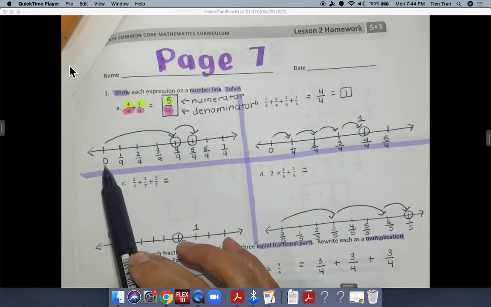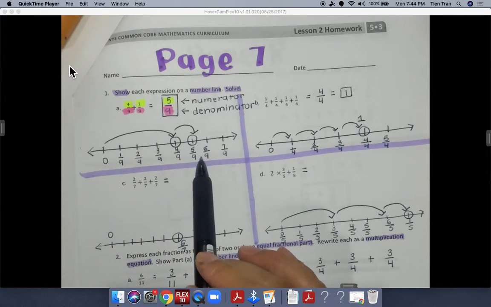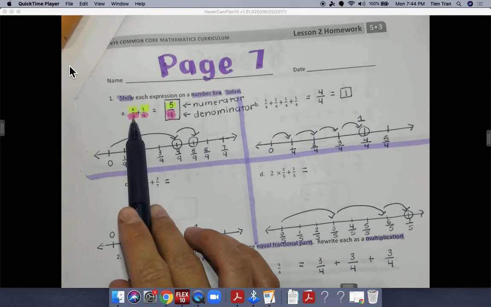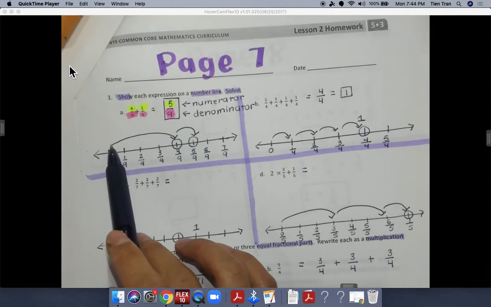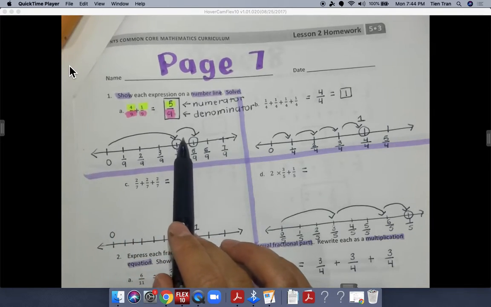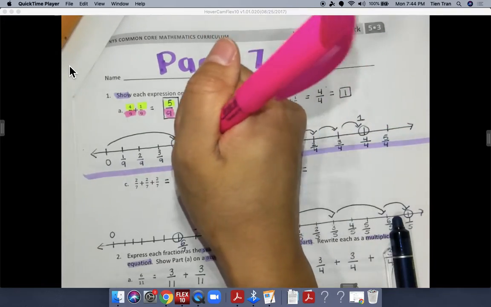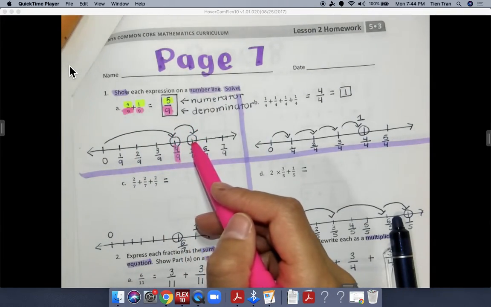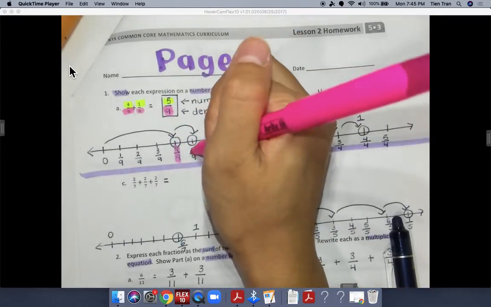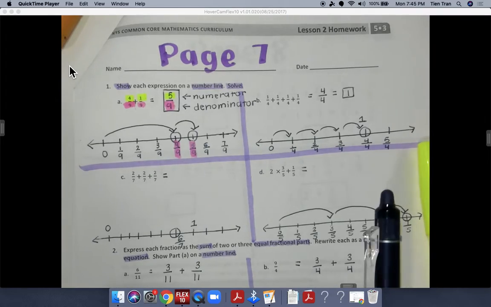I have 0 at the beginning, and I went from 1 ninth, 2 ninths, 3 ninths, 4 ninths, 5 ninths, 6 ninths, 7 ninths, because it's over 9. So I'm adding right here 4 ninths. So I'm going all the way 1, 2, 3, 4, 4 ninths. Here we have 4 ninths. And then they want you to add 1 ninth. So 1 ninth is just 1 over. So my final answer is equal to 5 ninths. That's how you find it on a number line.